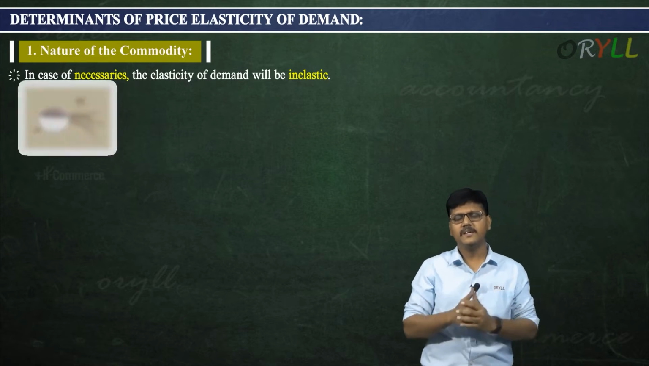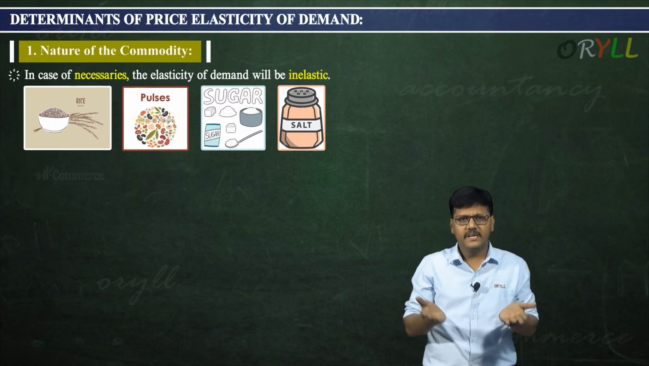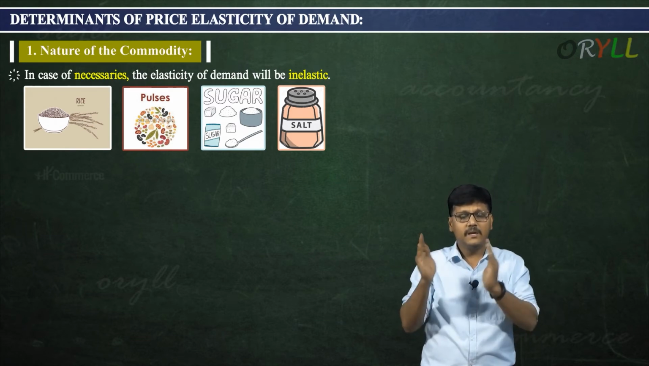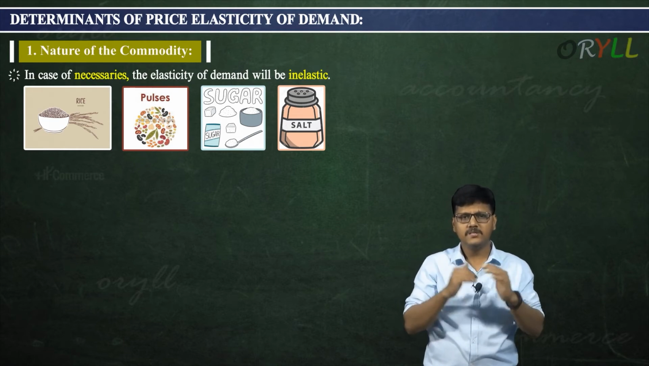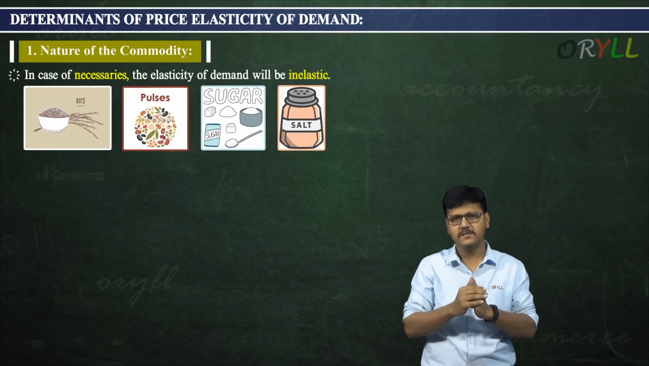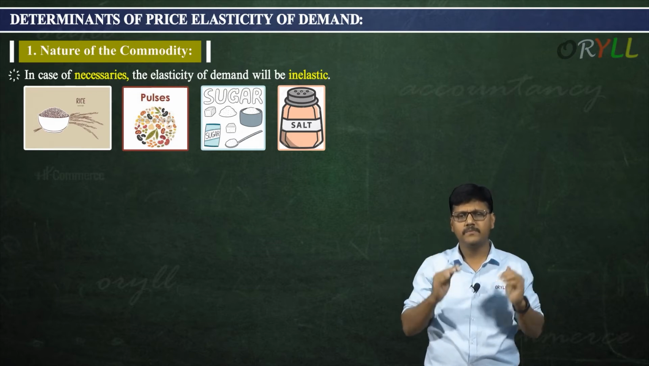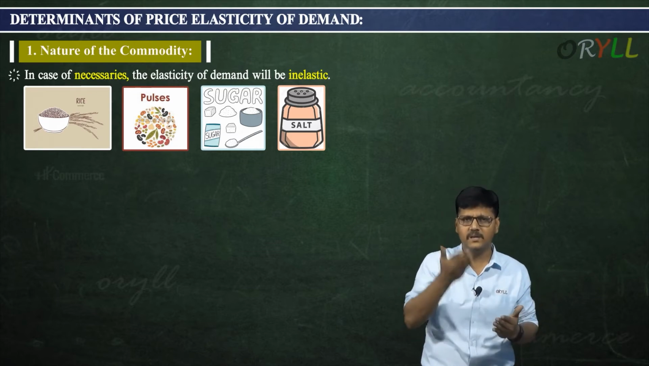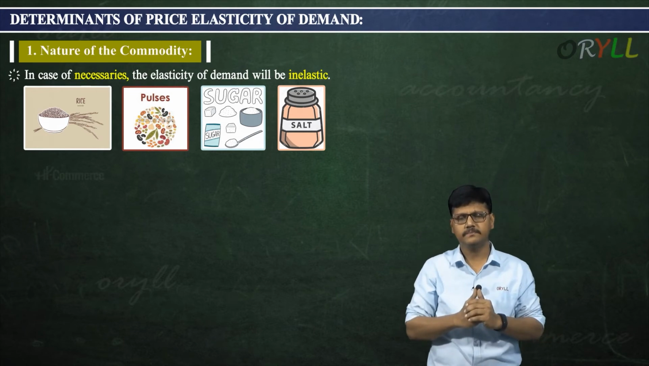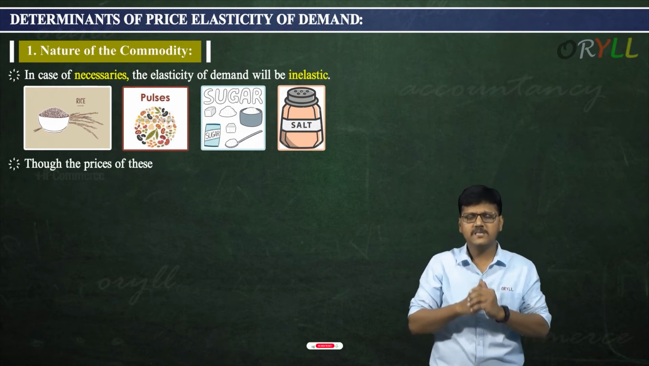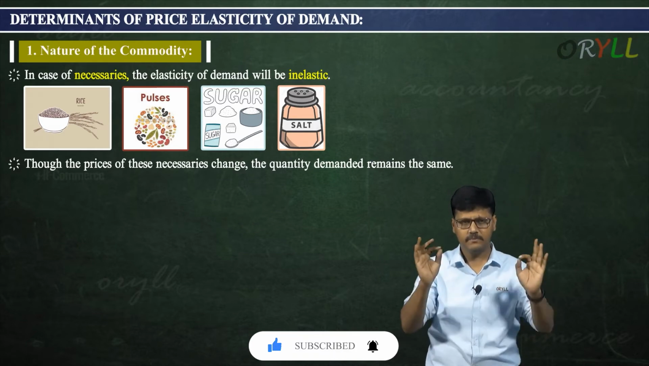For example, rice, pulses, sugar and salt are very essential goods. Whether there is an increase or decrease in the price, the change in the quantity demanded will remain the same. That's why for necessities the demand will be inelastic. Whatever the price is, we need a minimum, for example a 25 kilo bag of rice, we have to consume it whether price increases or decreases. Though the prices of these necessaries change, the quantity demanded remains the same.